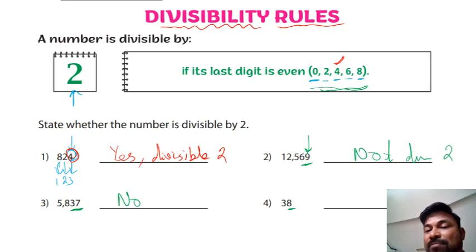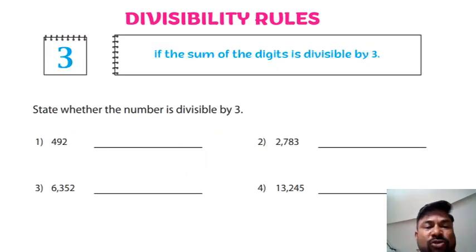Yes, we have that even number. What is the magic number? 0, 2, 4, 6, and 8. Here we are having 8. Therefore, yes, it is divisible by 2. Now these are the rules. Now let us go for the next one.